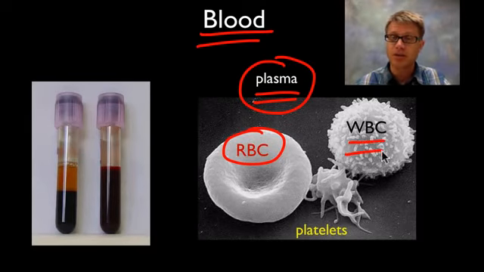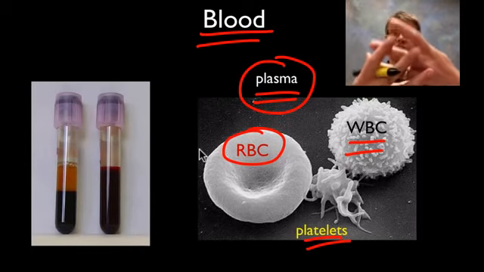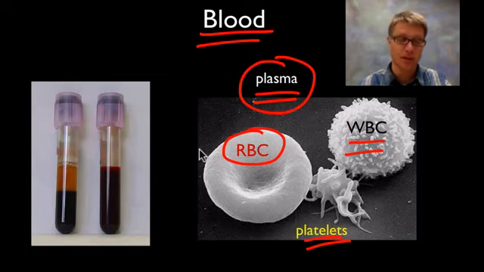We have white blood cells. White blood cells are going to fight infection. And then finally we have platelets. Platelets are important in blood clotting. So if you get a cut, the platelets will form almost a lattice across that cut, and eventually we will have formation of a scab.